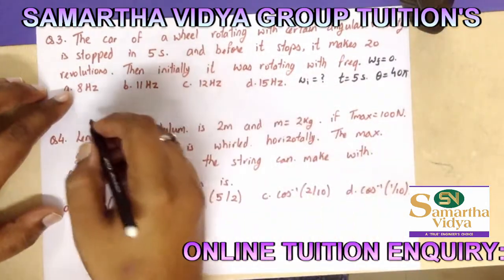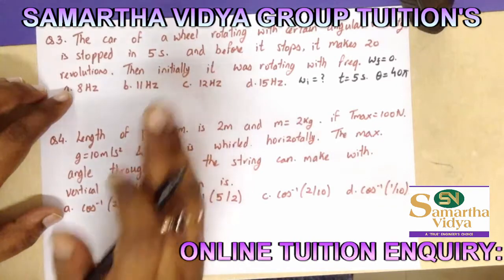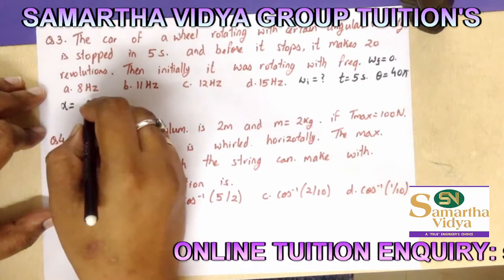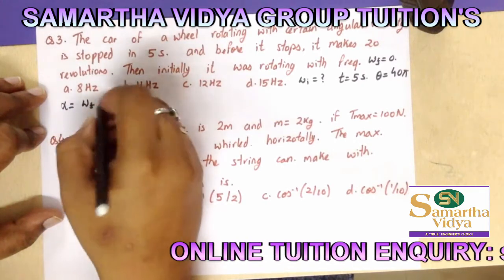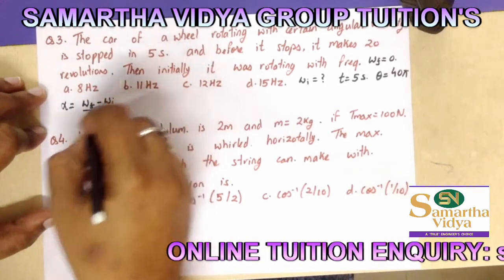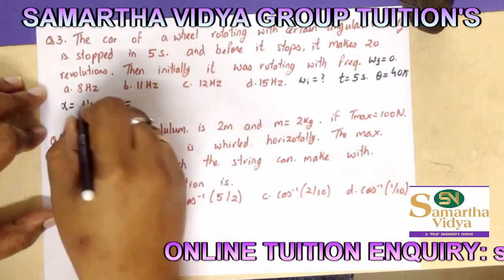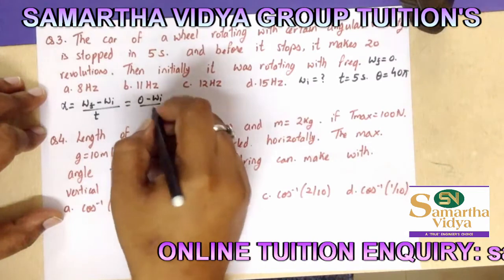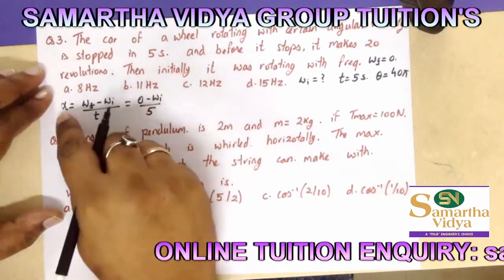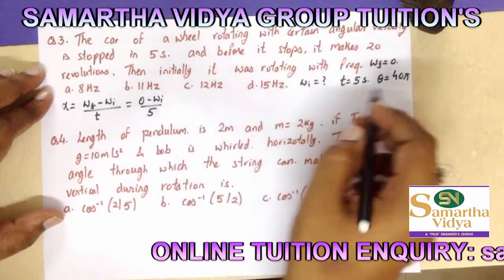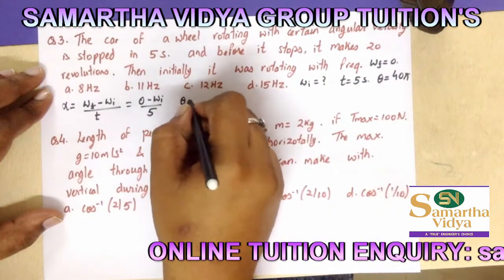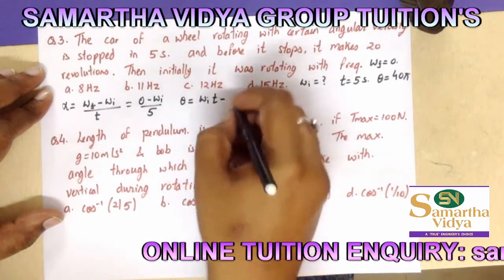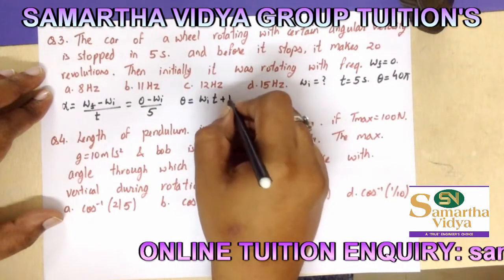I need to first of all find with what angular acceleration the wheel is being stopped. So I need to find alpha. Alpha is given by the final velocity minus the initial velocity upon the time t. The final velocity is 0, and the initial velocity is what we need to find. So we are just getting a relation of alpha and omega I. After this, since theta is given, we can use the formula theta is equal to omega I t plus half alpha t square.